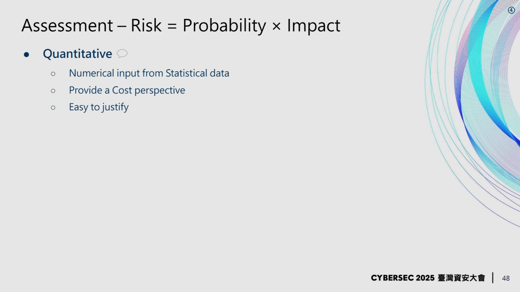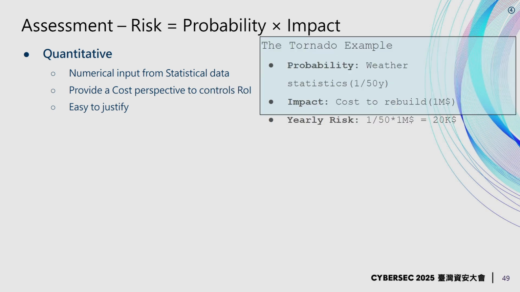In most publications, quantitative risk always comes with the same example. I don't know if anyone went through that. Anyone knows the common quantitative risk example? No. All right, I will briefly go there. It's always the example of the tornado, where you have a probability of a tornado hitting your data center, let's say 1 time every 50 years, and you can calculate the cost of rebuilding your data center, which will give you an estimated yearly cost for this risk. In this case, 20,000 per year.